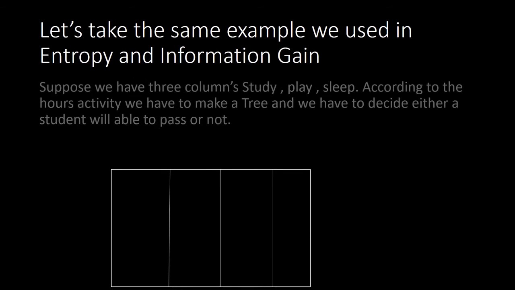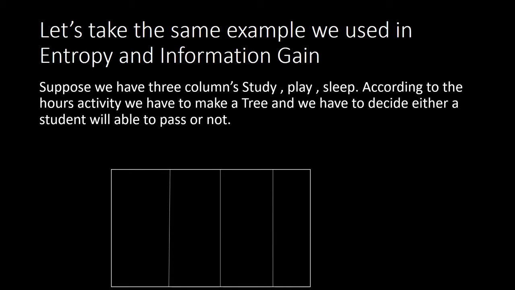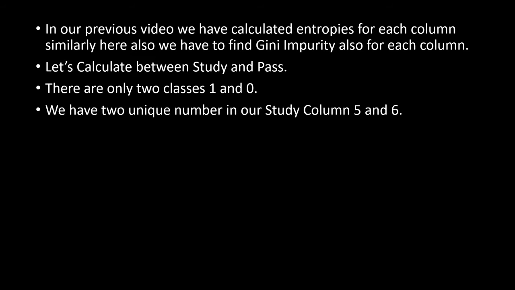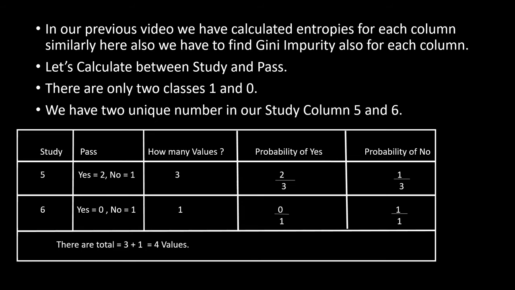Let's take the same example we used in entropy and information gain. Suppose we have 3 columns: study, play, sleep. According to the hours of activity we have to make a tree, and we have to decide whether a student will be able to pass or not. In our previous video we calculated entropies for each column. Similarly here, we have to find the Gini impurity for each column.